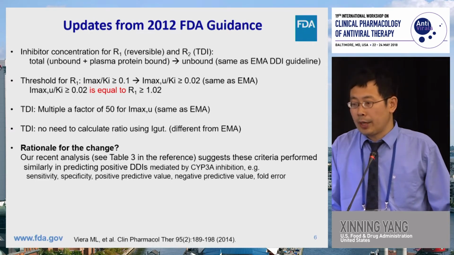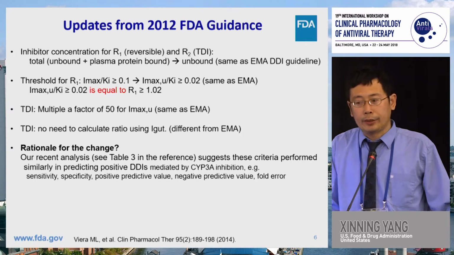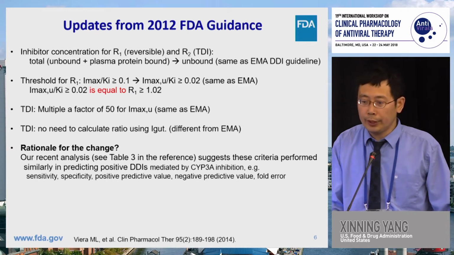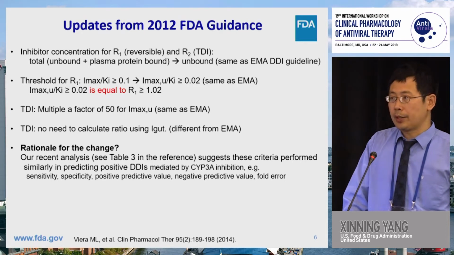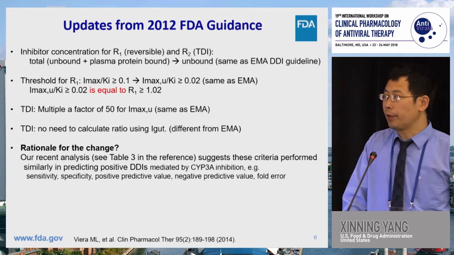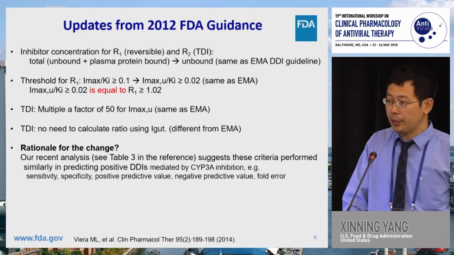As you know, Imax unbound divided by Ki over 0.02 is essentially the same as an R1 value of 1.02. For TDI, we also align with the EMA criteria by multiplying Imax unbound by a factor of 50. This is a sort of arbitrary factor. The intention is that using the unbound Imax decreases the concentration compared to the previous total concentration, and it may cause more false negatives. To balance that, they introduced an arbitrary factor.